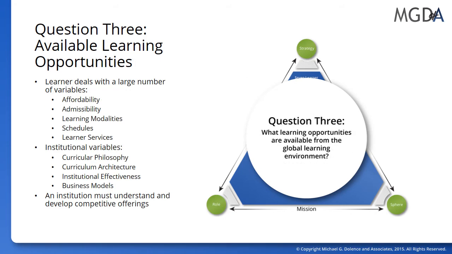The third question is the next logical step for any learner seeking a learning opportunity. Question 3, what learning opportunities are available from the global learning environment? There are a great many variables that a learner must deal with in determining the best options or programs of study available to meet their needs. The variables include such concepts and realities as affordability, admissibility, learning modalities, schedules, and available learner services. Institutional offerings are driven by deeper concepts such as curricular philosophy, curriculum architecture, institutional effectiveness strategies, and business models. While these deeper concepts are largely transparent to the learner, they must be carefully developed by the institution.